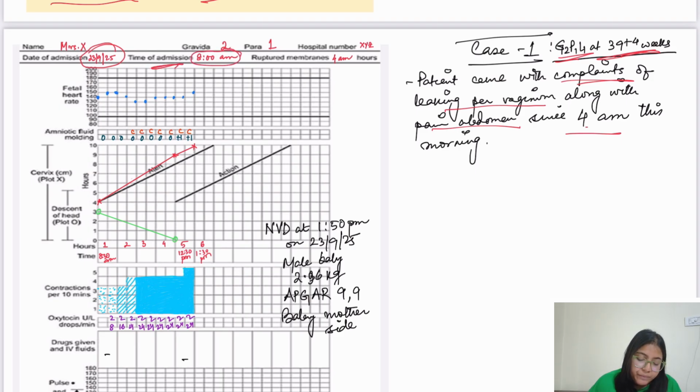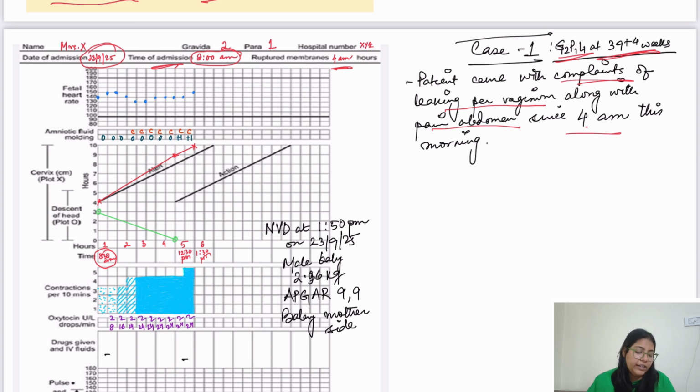Okay, and the patient had leaking and pain abdomen since 4 a.m. So here 4 a.m. is mentioned. Now you see her progress of labor. When vaginal examination was done, she was already 4 centimeter. You can see the patient was admitted at 8 and then examination will obviously be done thereafter. So examination was done at 8:30 a.m. This is the first hour and she was already 4 centimeter. So it is plotted on the alert line, and the descent of head is plotted as 3/5 palpable. So the head was 3/5 palpable.